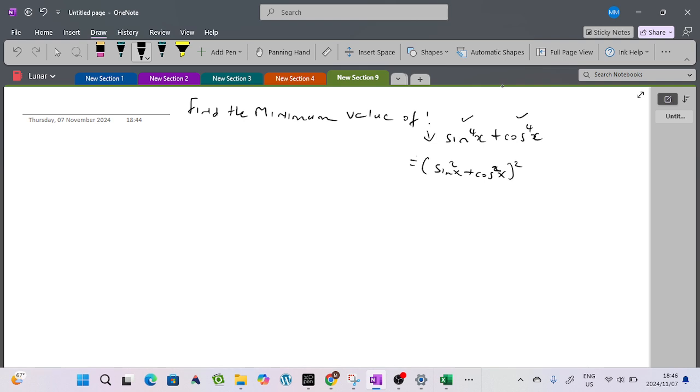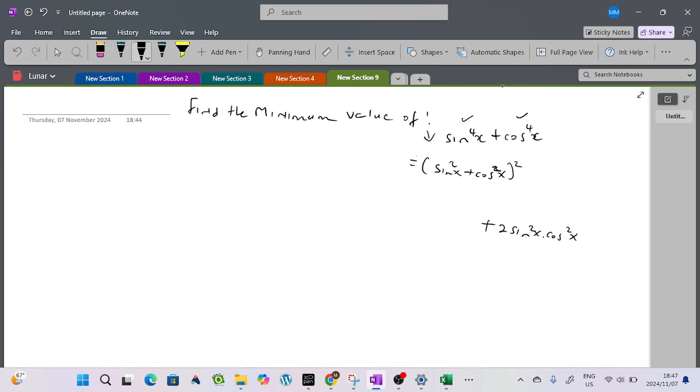When you square a binomial, you square the first term, so we square sine squared x and get sine x to the fourth. We square the second term, cosine squared x, which gives us cosine x to the fourth. Then we multiply the two terms together times 2, which gives an additional third term: 2 sine squared x times cosine squared x.